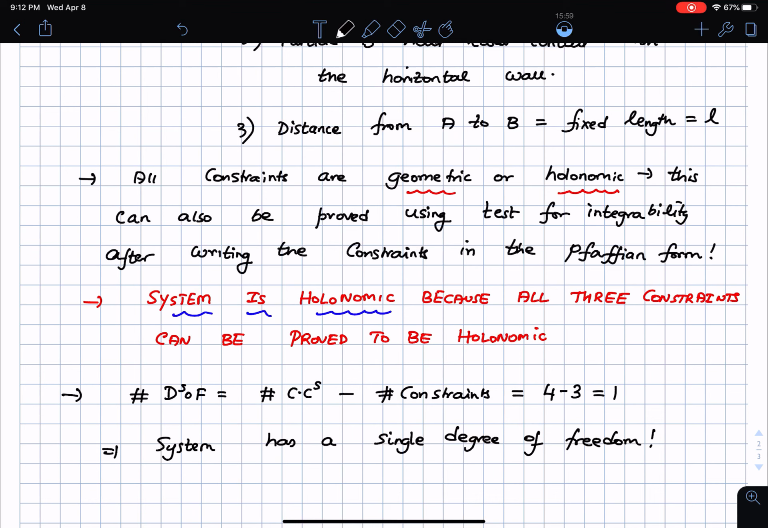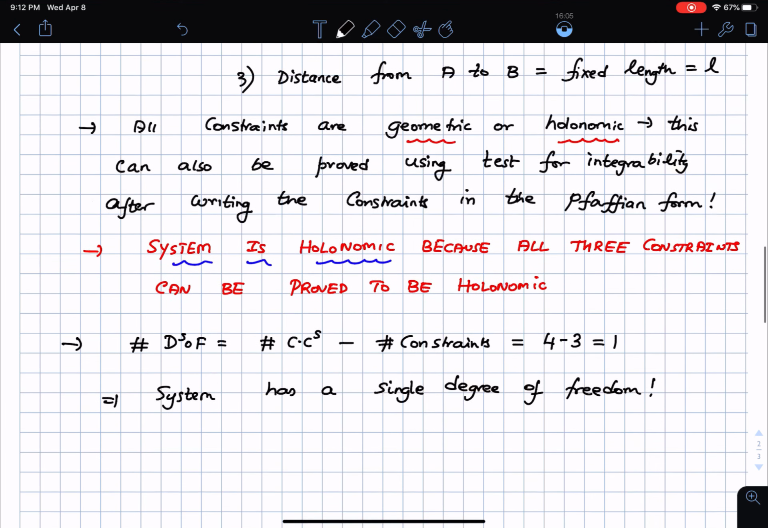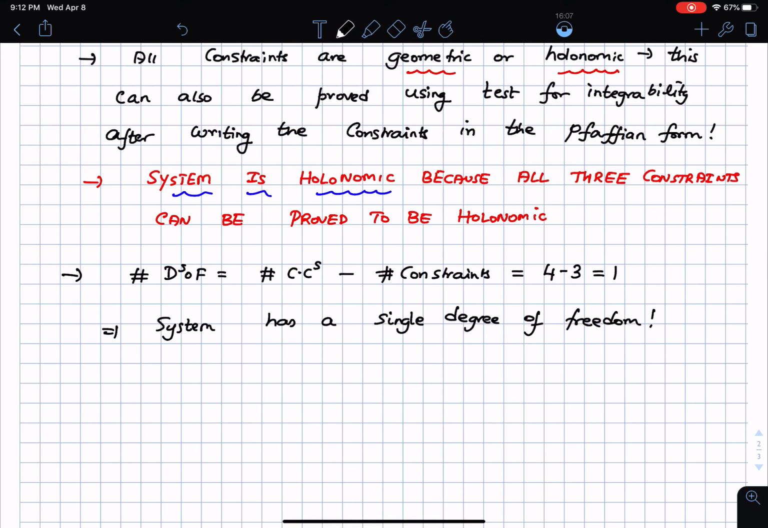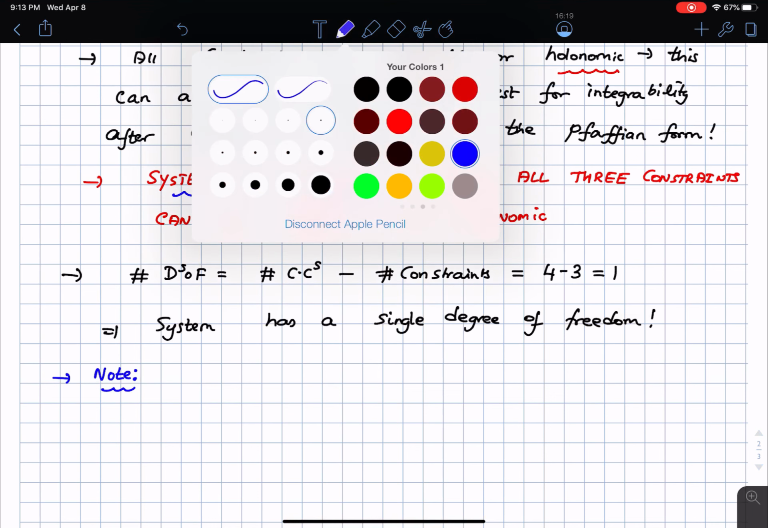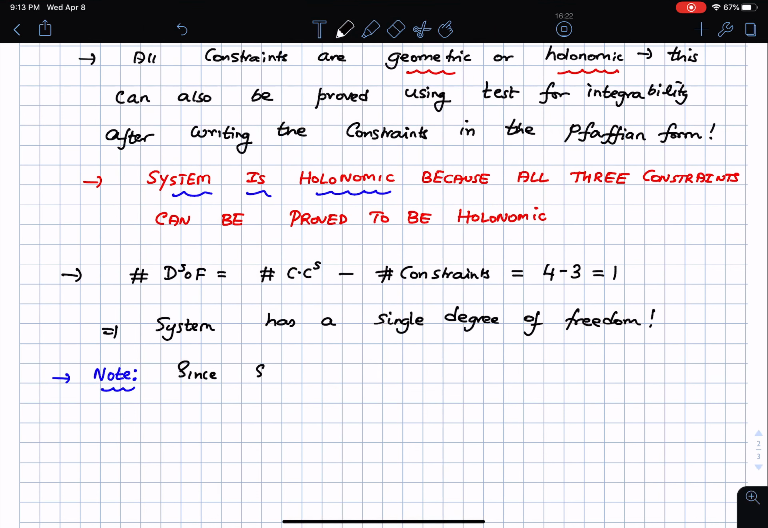We have a holonomic system, and the number of degrees of freedom is 1, and since the system is holonomic, I can come up with a generalized coordinate which is equal to the number of degrees of freedom by selecting some kind of a variable. So I just want to make a note here. Okay, so note that since the system is holonomic, we can come up with generalized coordinates.